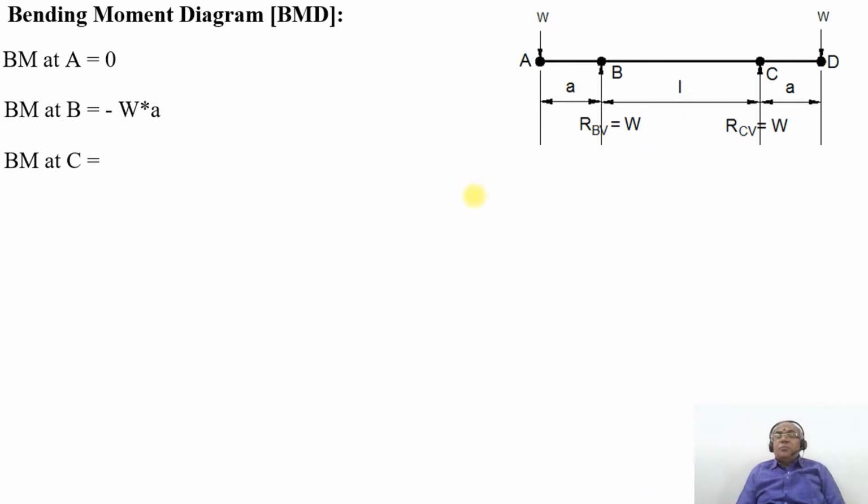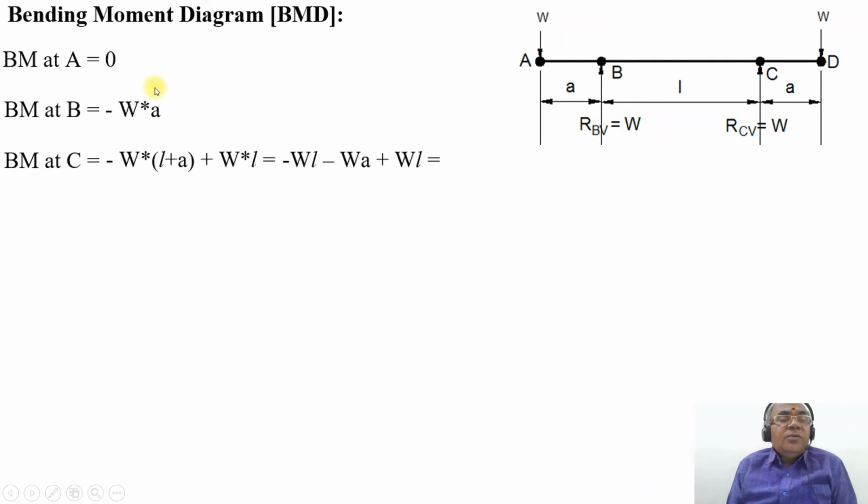Then what is the bending moment at the point C? The bending moment at the point C will be equal to minus W into (L plus A) plus W into L, which is minus WL minus WA plus WL. On simplification, minus WL and plus WL will get cancelled. So therefore, bending moment at the point C will be equal to minus W into A.